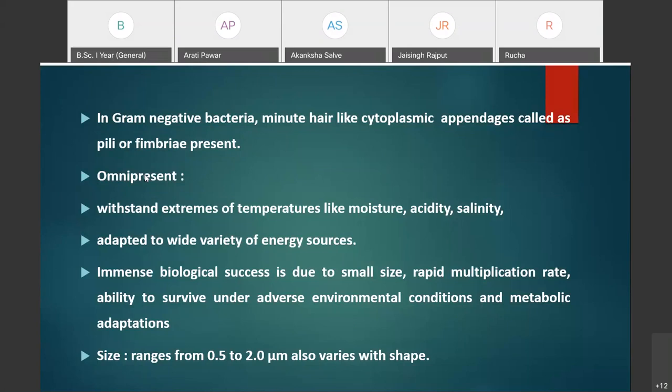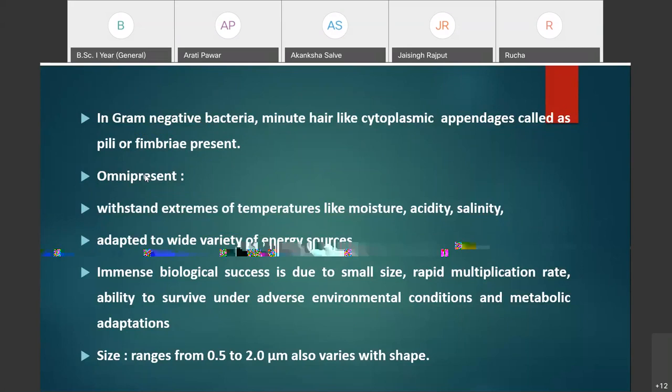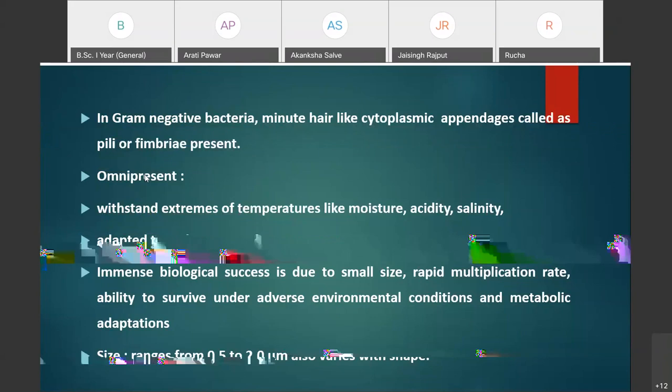Some types of bacteria can tolerate different hydrogen ion concentrations, or simply pH, ranging from 0 to 11.